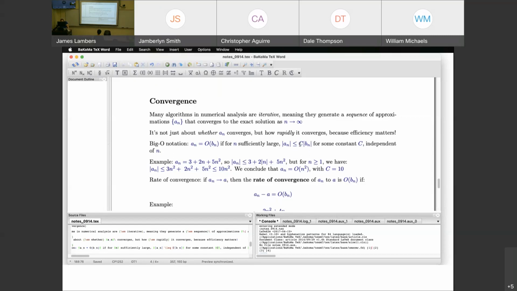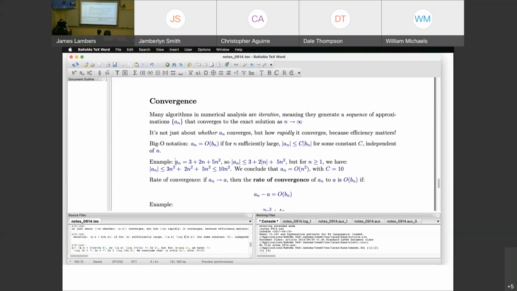Now, in some cases, you can actually find the constant c explicitly. Here's an example of that. Here's a sequence that I just made up. We have a polynomial in n, and I would like to find a simpler sequence, b_n, that can be used to bound the terms of this one. If I want to find a simpler upper bound, I'm allowed to perform any manipulation that makes this larger, because I'm looking for an upper bound.